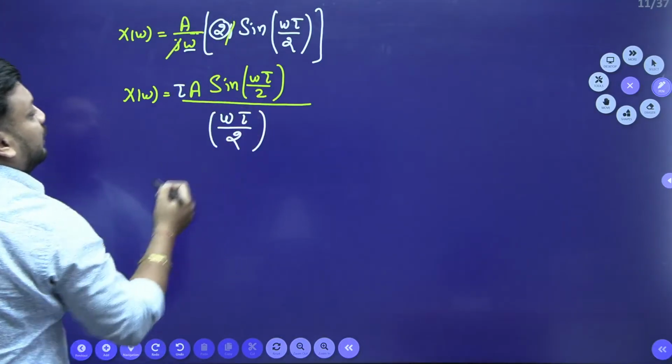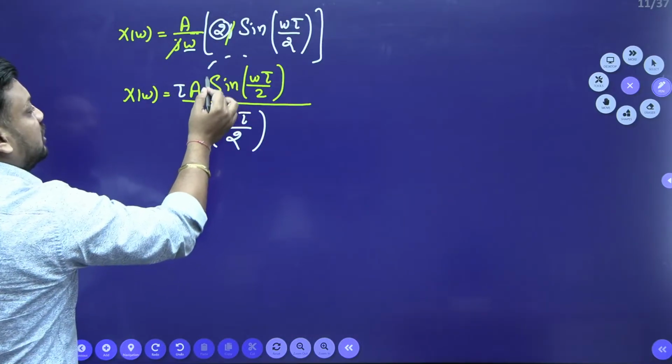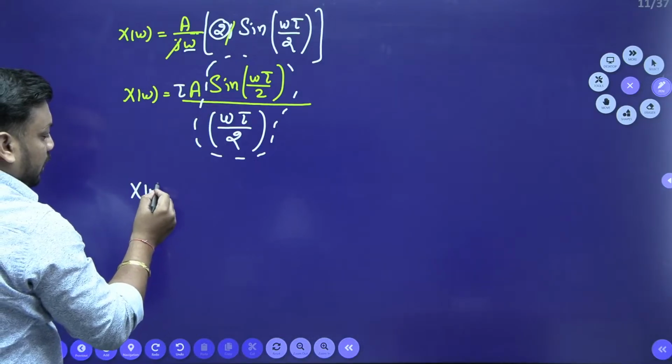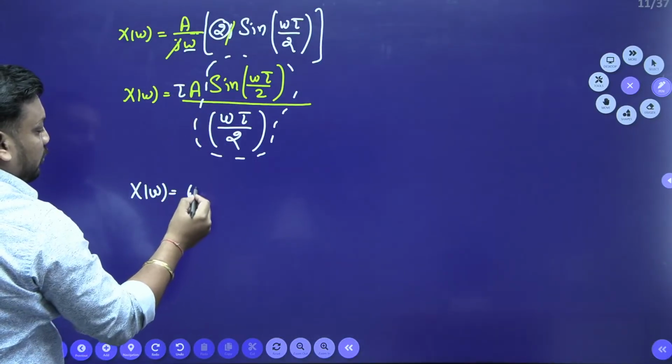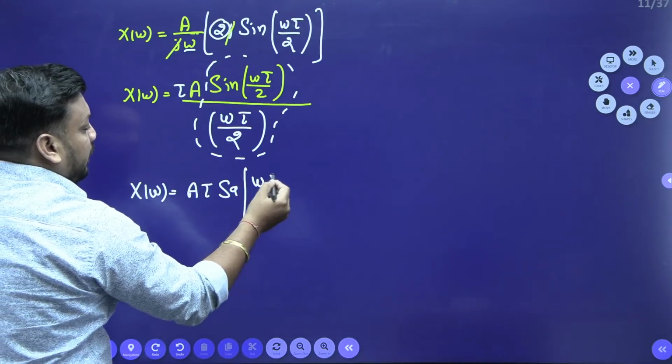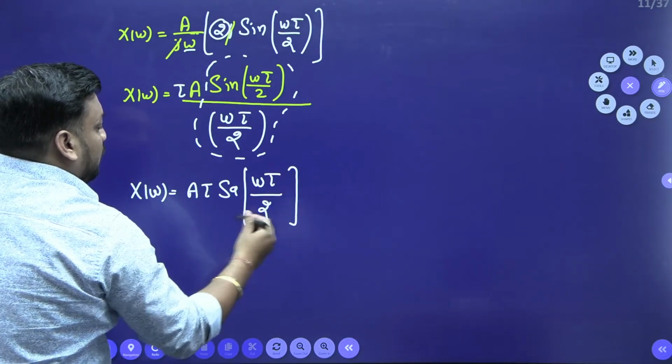So now we can write like this. You can just focus on this part. It will give you the sampling form. So now your X(omega) will become A tau sampling of omega tau by 2.